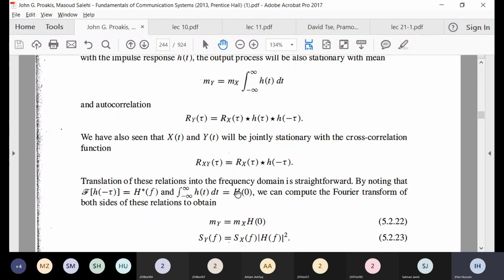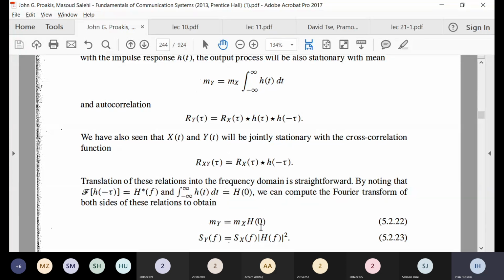H(0) means the frequency response at DC frequency, H(f). H(f) is actually the integral of h(t) e^(-j2πft), so H(f) is the Fourier transform of h(t). But if I put f = 0, then e^(-j2πft) is e^0, so this becomes 1. So the sum of the impulse response is always equal to the DC value of the spectrum, H(0). All right, so I can just write this as H(0).